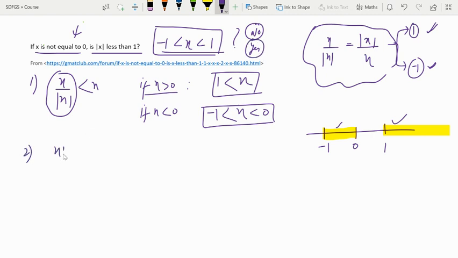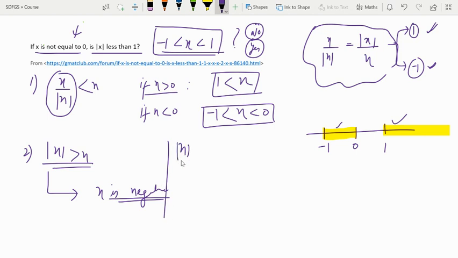If you see statement 2, mod x is greater than x. What do you mean by that? See, when mod x is greater than x, this is only possible when x is negative. Remember this. These three things you have to remember.